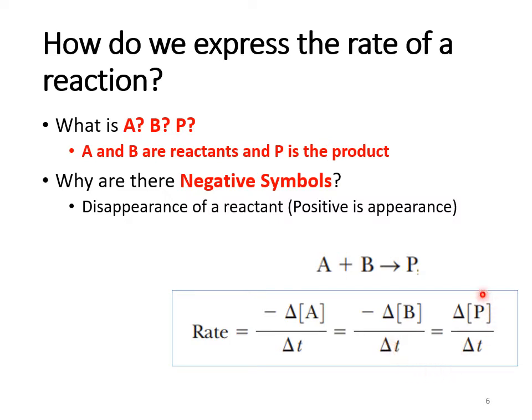Or you can represent the rate of the reaction as the production of the product. So you notice there's no negative here because instead of it being something getting used up, a positive indicates something being made, suddenly appearing, okay? So negative is the disappearance of the reactants. Positive is the appearance of the product. And again, this is showing the change in the product or the change in the reactants over a given amount of time.